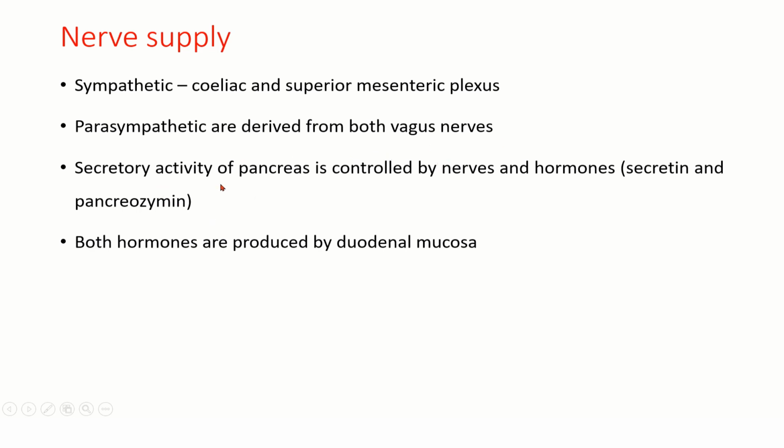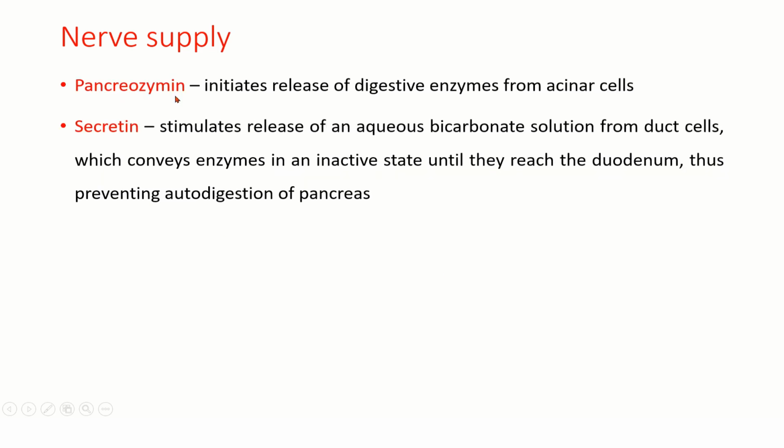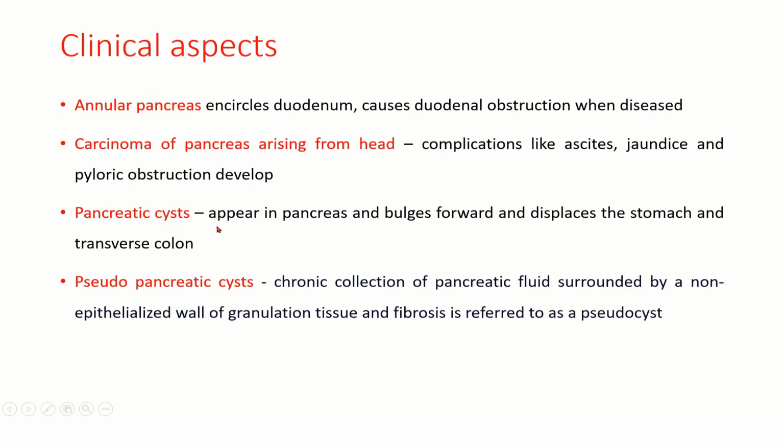Secretory activity of the pancreas, mainly the exocrine, is controlled by nerves and hormones. The hormones are secretin and pancreozymin. Both hormones are produced by the duodenal mucosa on the arrival of acidic gastric contents. Pancreozymin initiates release of digestive enzymes from acinar cells. Secretin stimulates release of an aqueous bicarbonate solution from duct cells, which conveys enzymes in an inactive state until they reach the duodenum. This prevents autodigestion of the pancreas.